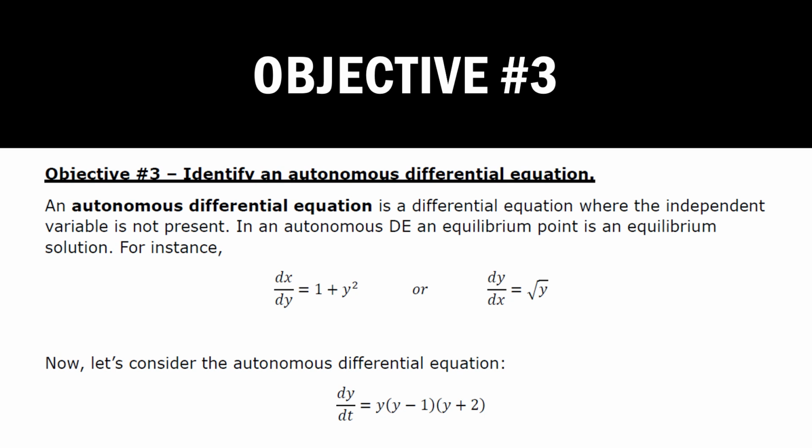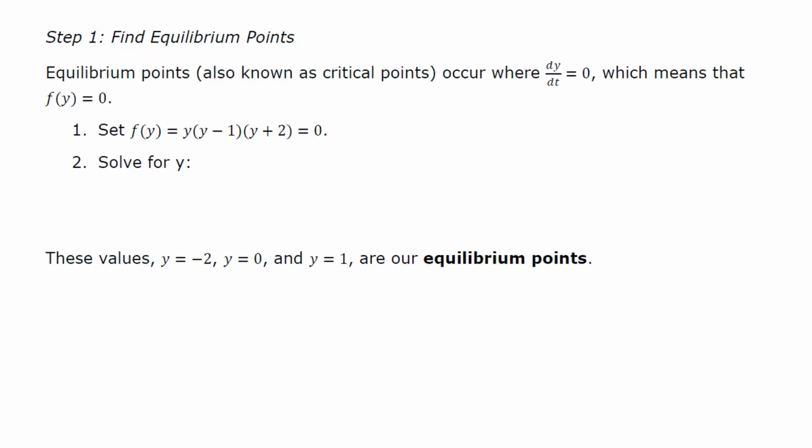Now let's consider the autonomous differential equation dy/dt equals y times (y minus 1) times (y plus 2). Our first step is to find the equilibrium points. So remember, equilibrium points, also known as critical points, occur when dy/dt equals 0, which means f of y equals 0. So f of y equals our DE, y times (y minus 1) times (y plus 2), and we're going to set it equal to 0 and solve for y.